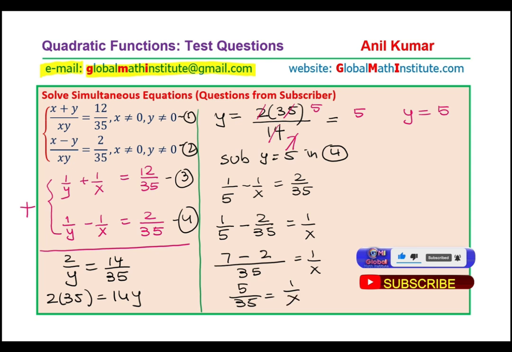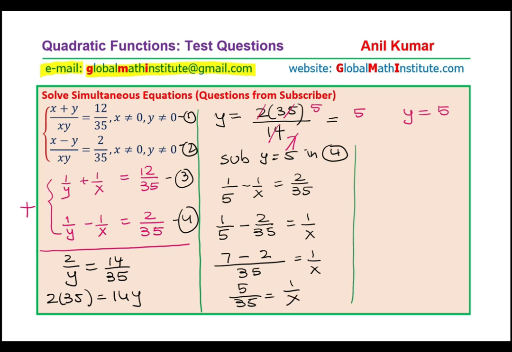So what do you get as x? Well, x is 35 over 5, right? Or x is equal to 7, right? So we get x equals 7, y equals 5 as our solution in this particular case. Clear? So we have broken down each and every step for you to understand. Go through it once again. If there is any doubt, you can also write it in the comments. We are always there to help you.